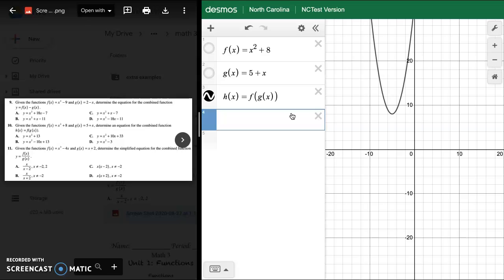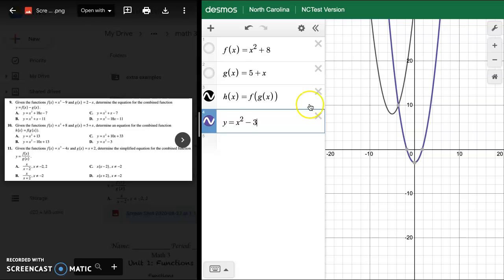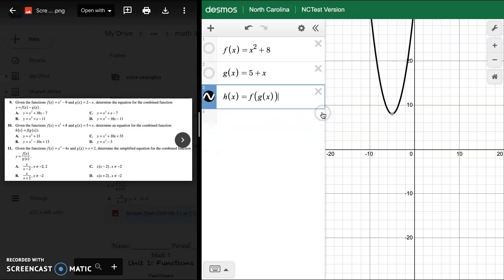Y is equal to x squared minus 3. So this one also did not overlap. So all four of my answer choices did not overlap. When this happens, go back, look at where you start.